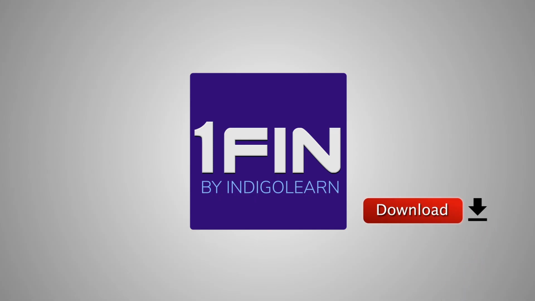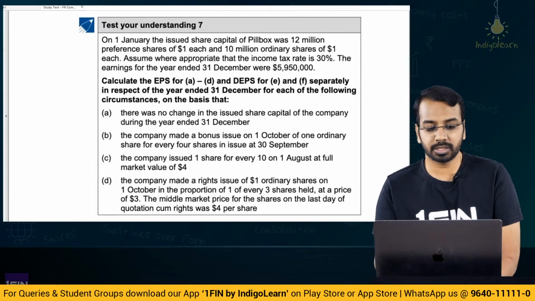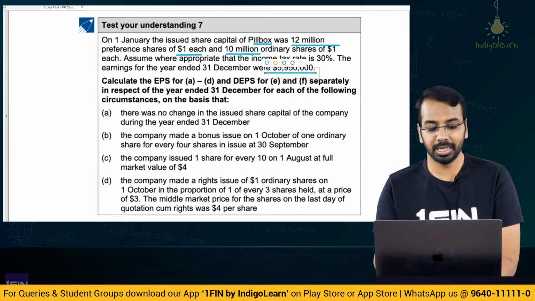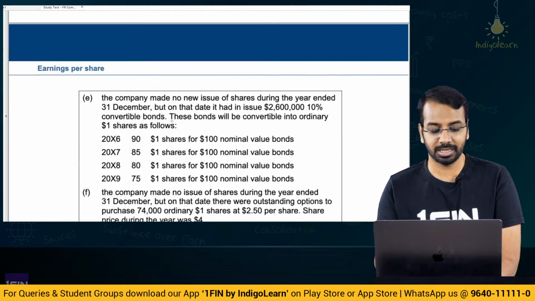So let's have a look at this question. On 1st of January, the issued capital of Pillbox was 12 million preference shares of $1 each and 10 million ordinary shares of $1 each. Assume that the income tax rate is 30%. The earnings for the year ended 31st December were 5.95 million. Calculate EPS for A to D and DEPS for E and F separately in respect of the year ended 31st December for each of the following circumstances. So they have given A, B, C, D, E, F.